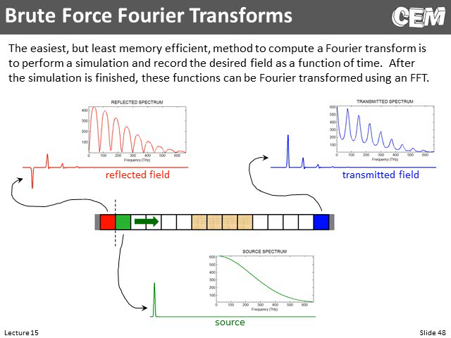So this is brute force. And if we're interested in the steady state field everywhere, we probably don't want to store our grid at every single time step. We need something a little bit more efficient so we don't have to save all of that data each time step.